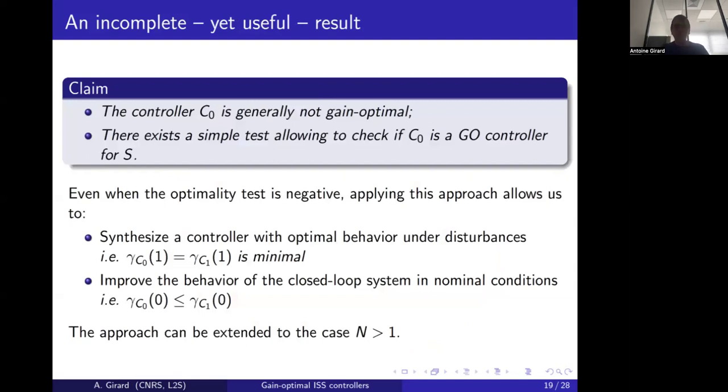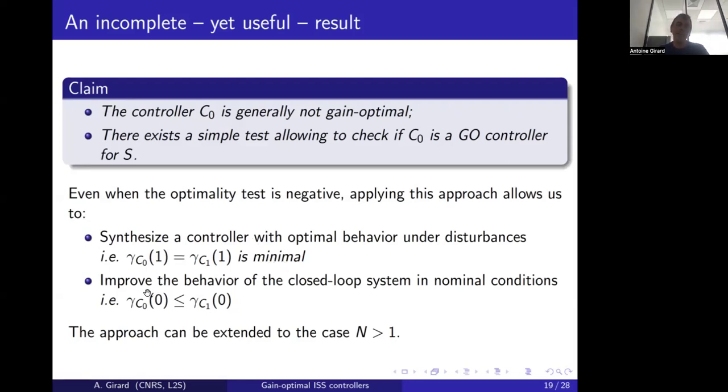Okay, just some simple remarks. As I said, it's an incomplete result, but I think that even when the optimality condition is not satisfied, it remains a useful result. Why is that? Well, first, when we use that approach, we guarantee that the controller that we get has the optimal behavior when we have high-level disturbances, right? So the gain function of our controller evaluated at 1, the high level of disturbance, is the minimal value that can be achieved by any controller. So we know that this is the best we can do.